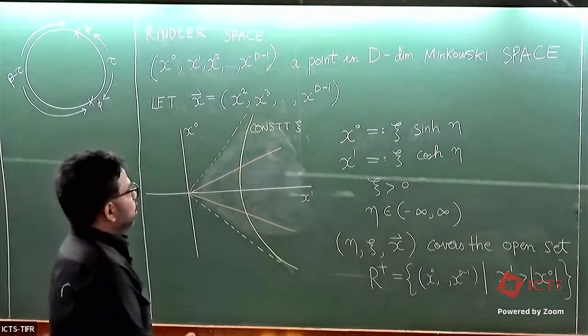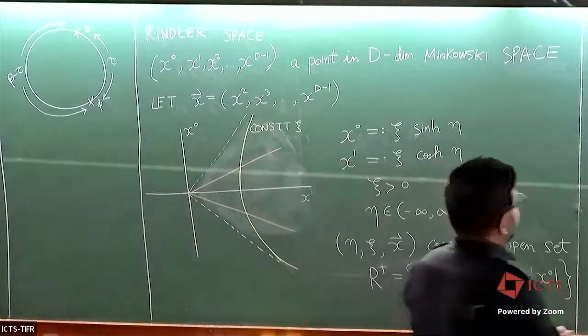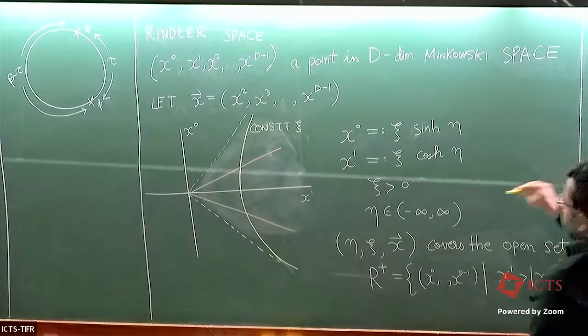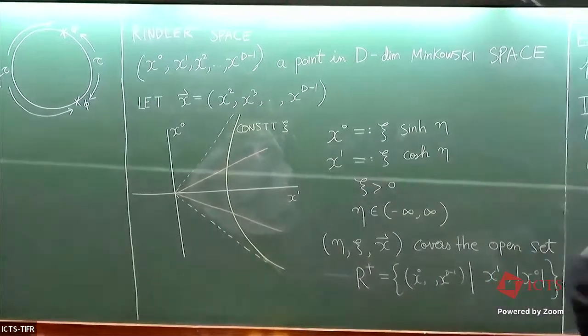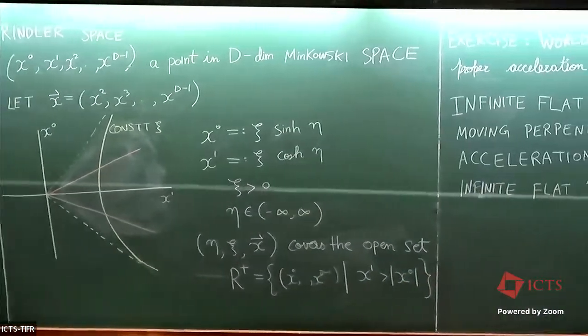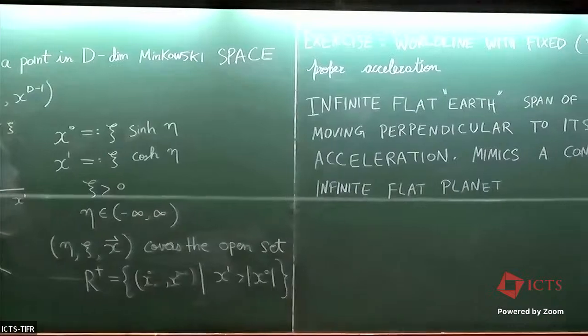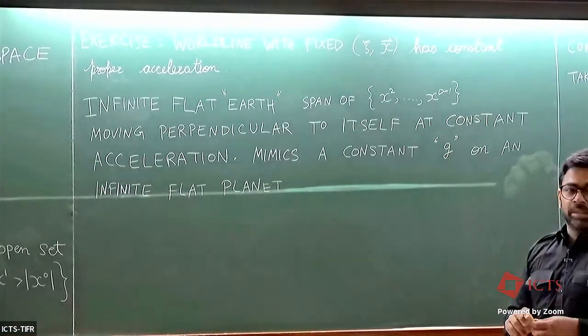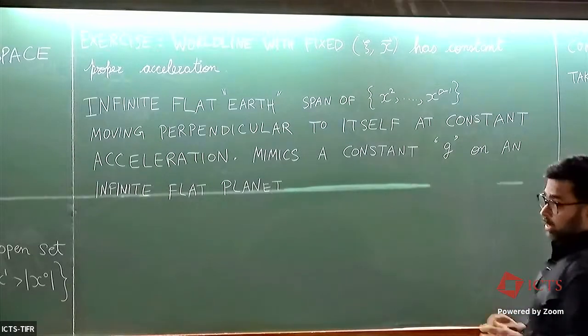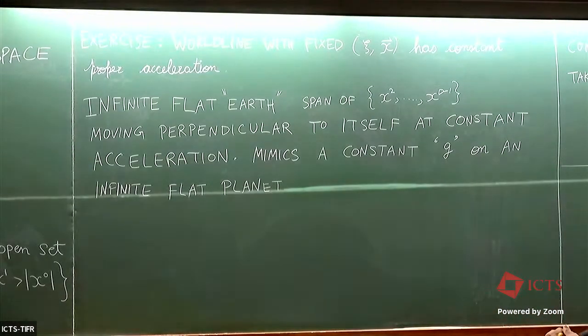Okay, so the second exercise is that if you now take this world line that I drew here, this yellow world line, which is a line with fixed xi and x vector, and only eta is changing along it, then this trajectory has constant proper acceleration. Okay, so this is an exercise. So now what does this tell us?